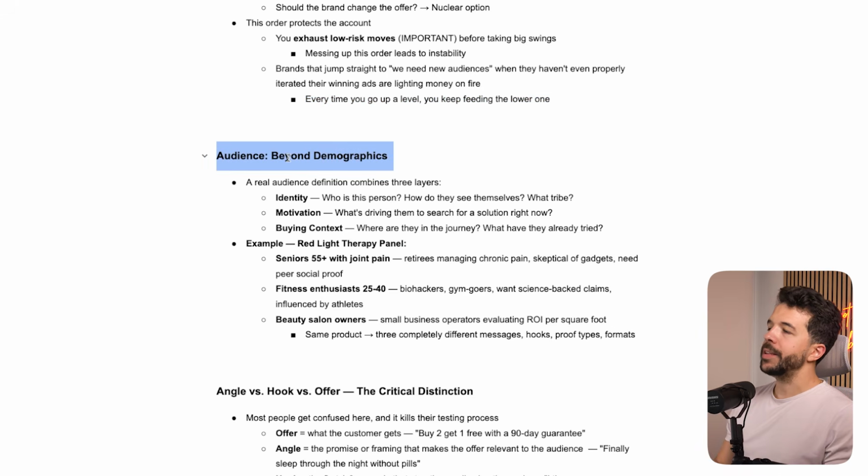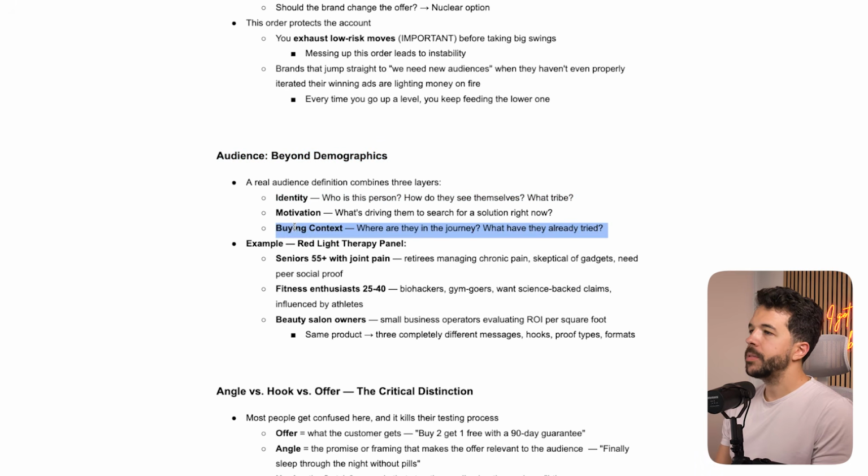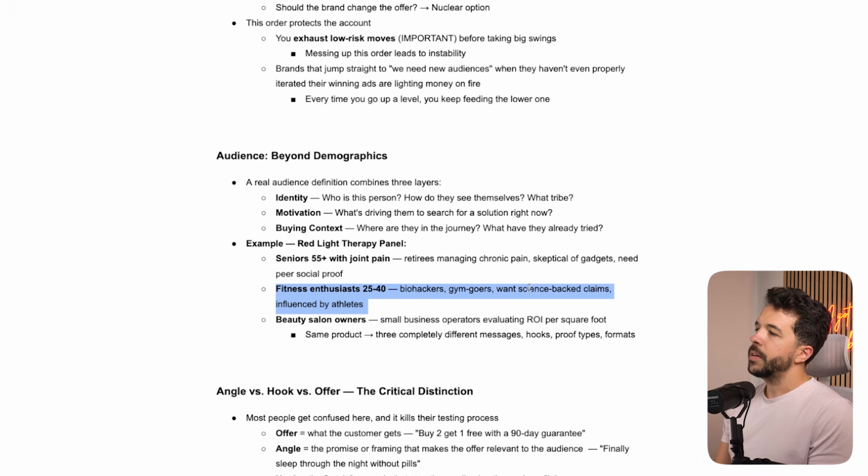Now, let's try to go more into the details. Let's talk about the audience. Again, beyond demographics, a real audience definition combines 3 layers, as I said before: identity, motivation, buying context. Let me give you some examples. Let's talk about a red light therapy panel. Different audiences can be seniors, 55 plus with joint pain. These are retirees, managing chronic pain, skeptical of gadgets, need peer social proof. Then you have fitness enthusiasts, 25 to 40, biohackers, gym goers, want science-backed claims, influenced by athletes.